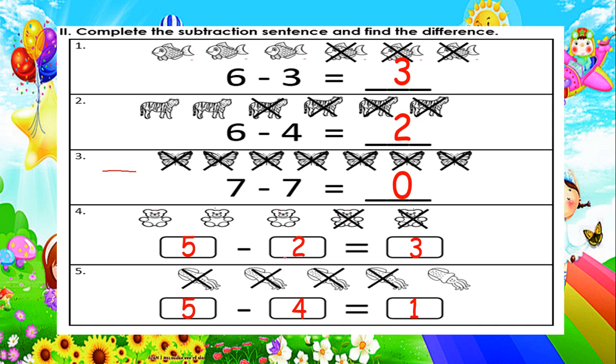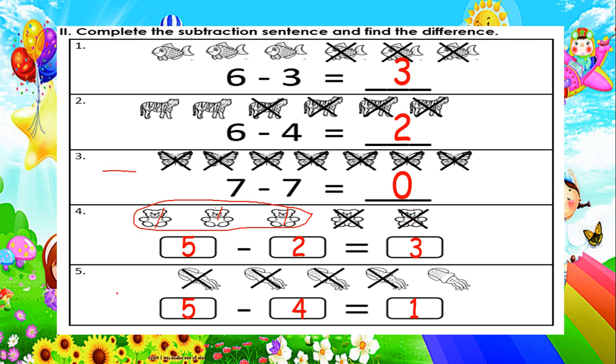So 5 minus 2, okay, how many objects left? You have 1, 2, 3. That's why you have 3 here as your answer. 5 minus 2 equals 3.